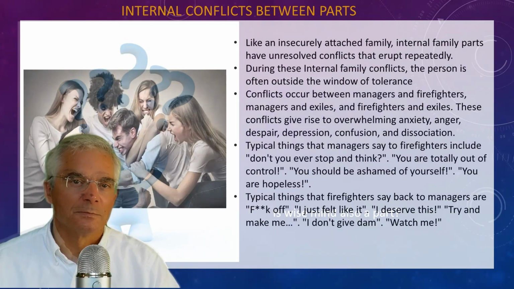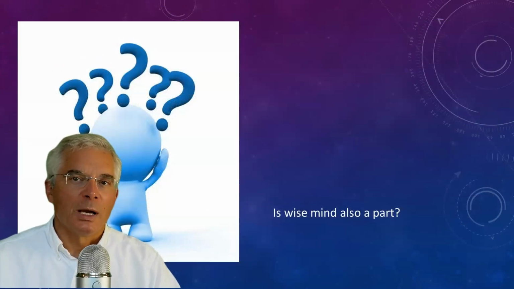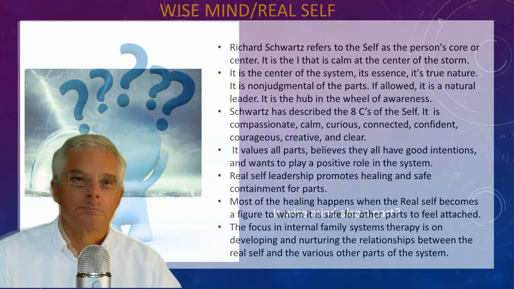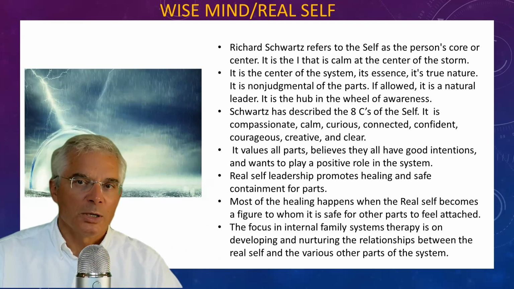Is wise mind also a part? No, parts are associated with the emotional mind that fragmented because of trauma. Wise mind, or the real self, is whole. It doesn't fragment. It is what we were before we became fragmented. The more fragmented we are, the more difficult it may be to access wise mind. Wise mind is to the parts as an ideal parent is to her children.